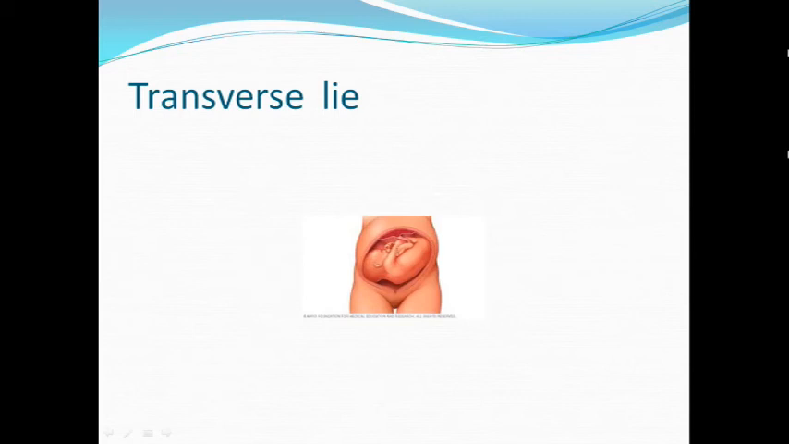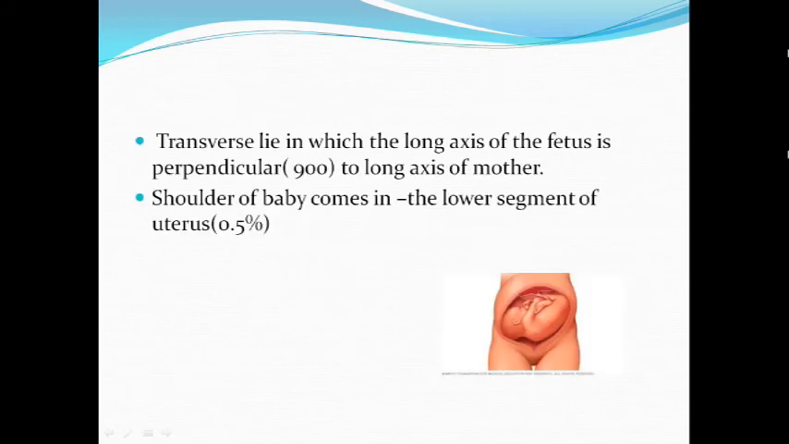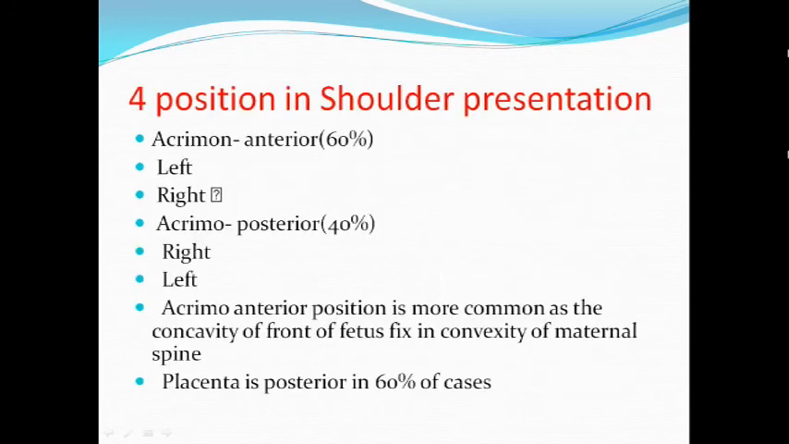Okay. So now, what is transverse lie? Transverse lie is a condition in which the long axis of the fetus is perpendicular to the long axis of the mother. The shoulder of the baby comes in the lower segment of the uterus, in 0.5% of cases. So it has 4 positions of shoulder presentation.